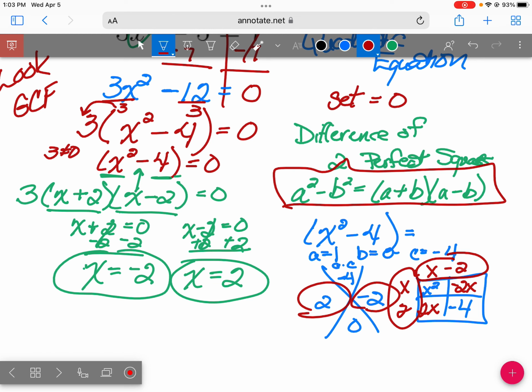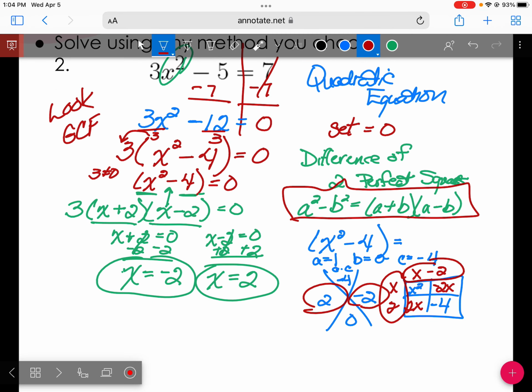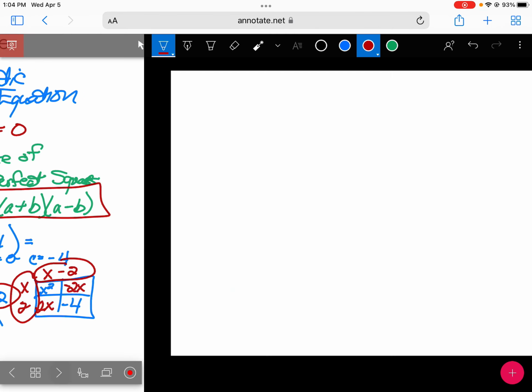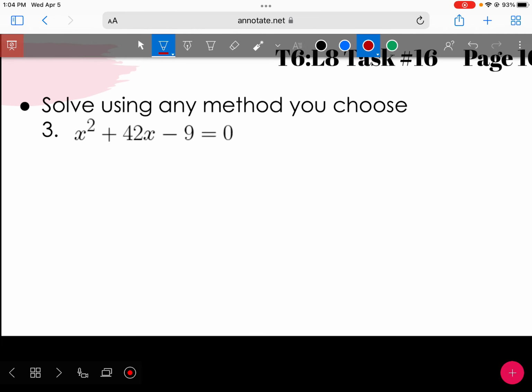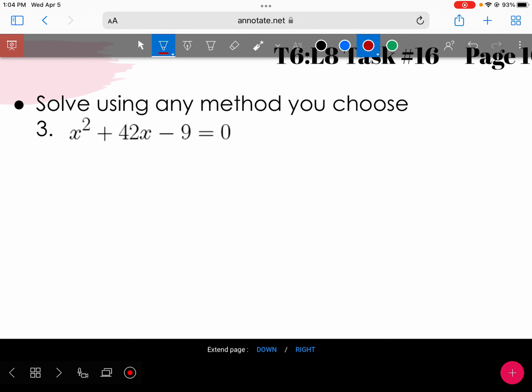Any questions about number 2? All right, we're doing great. Let's go on to number 3. Solve using any method you choose. Okay, it's already set equal to 0. It's what kind of an equation? Quadratic equation. There's going to be 2 solutions.